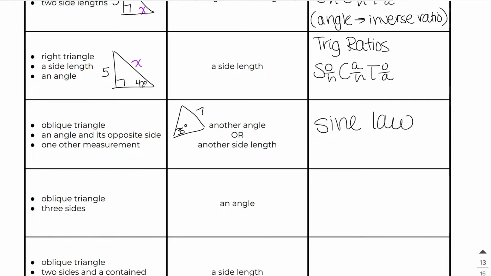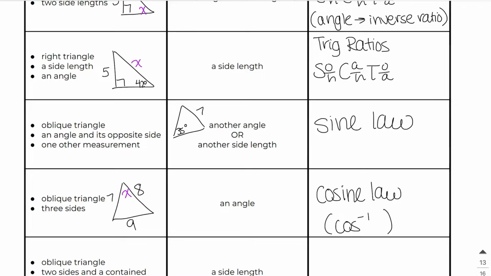If I'm given an oblique triangle and I'm given three sides, so let's say this is like 7, 8, and 9, and I'm trying to find an angle. So this time what I'm trying to find is this angle right here, for example. This is where I would use the cosine law. But again, because I am trying to find an angle, I'm eventually going to have to do inverse cosine of some number to solve for the angle.